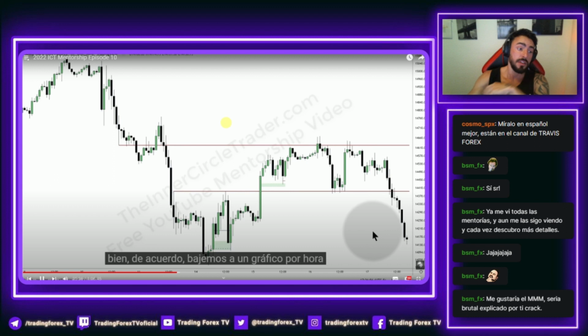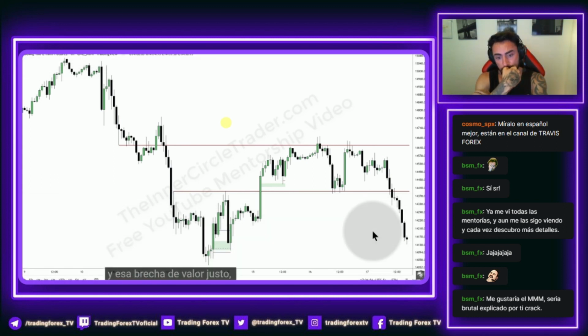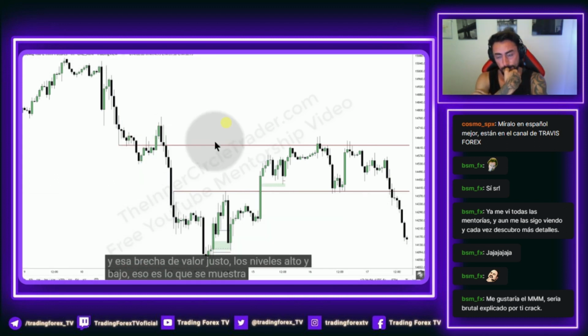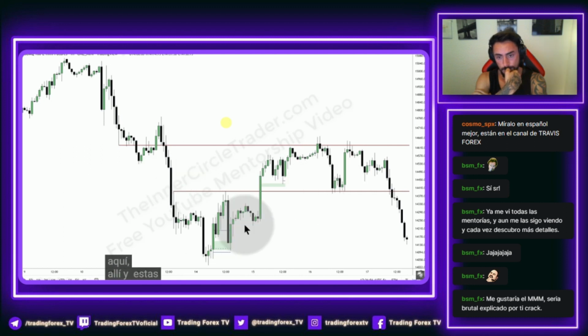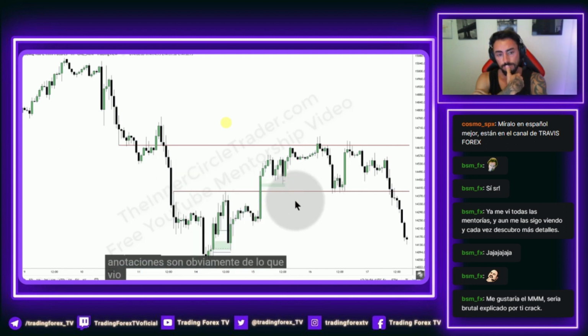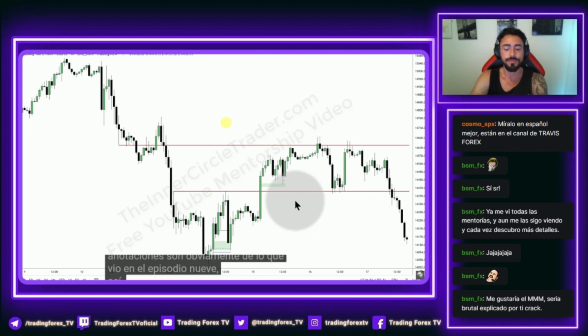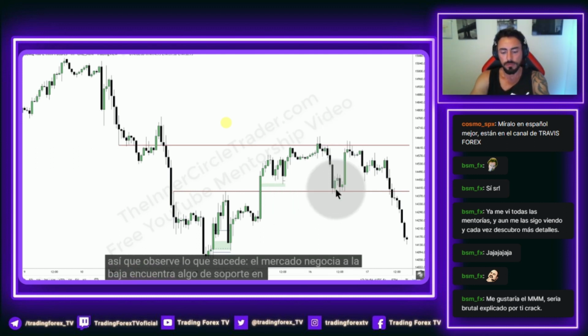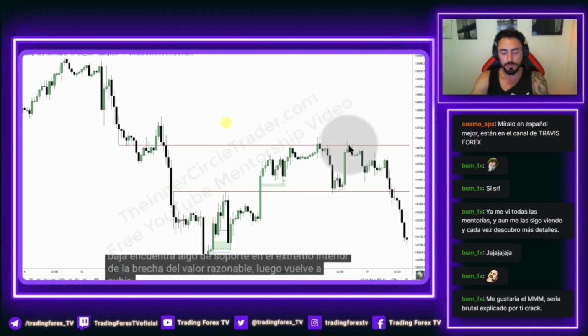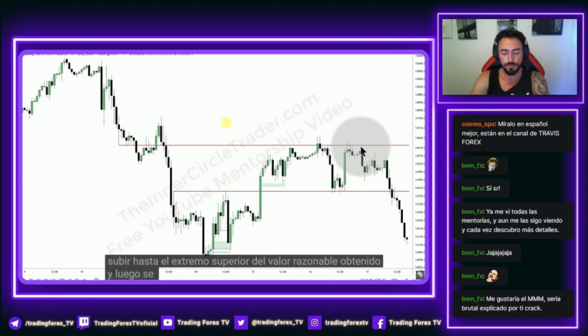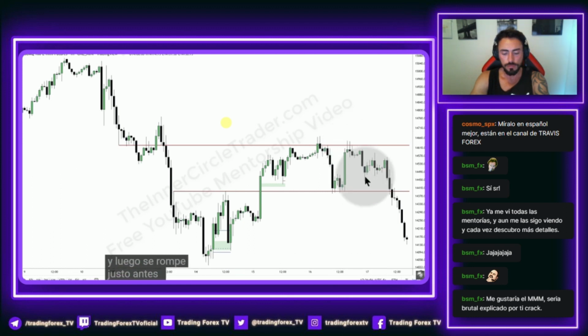All right, let's drop down to an hourly chart. And that fair value gap, the high and the low levels, that's what's being shown here, right there. And these annotations are obviously from what you saw in episode 9. So watch what happens. The market trades down, finds some support at the low end of the fair value gap, then rallies back up to the high end of the fair value gap, and then breaks right before midnight on the 17th. And then we consolidate, trade back up into what?